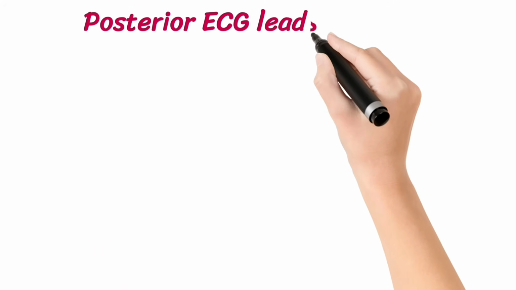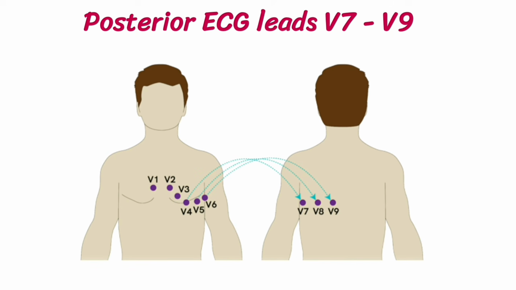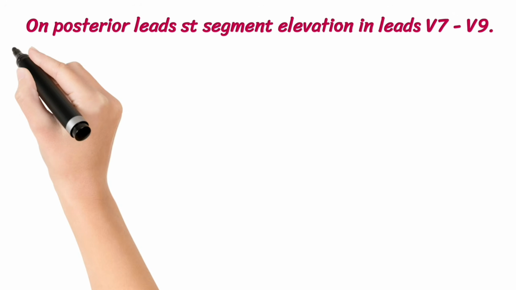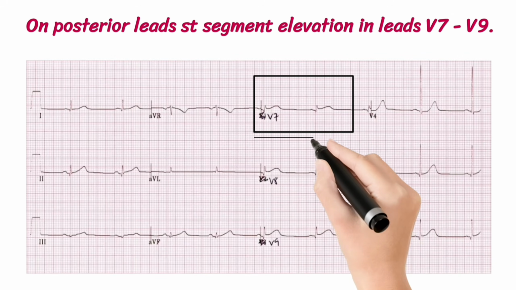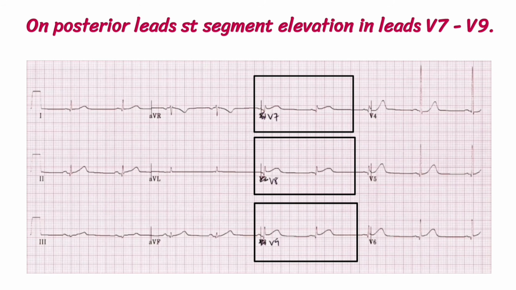Posterior ECG leads: how we put V7 to V9 in the back area. On posterior leads, ST segment elevation in leads V7 to V9. In the highlighted area on ECG, you see ST elevation.